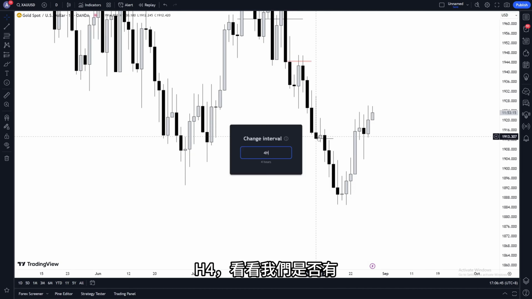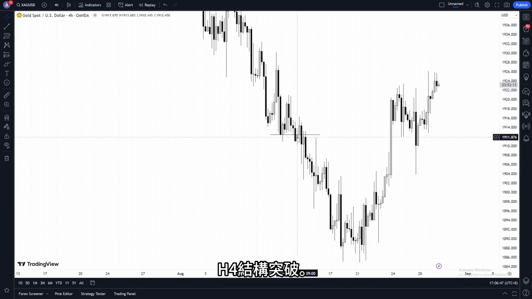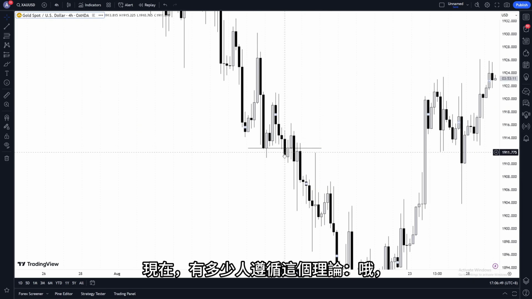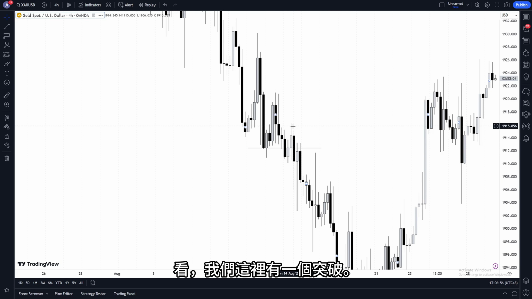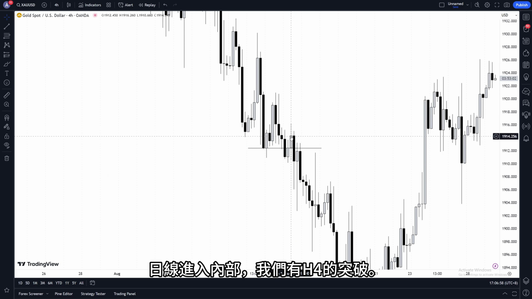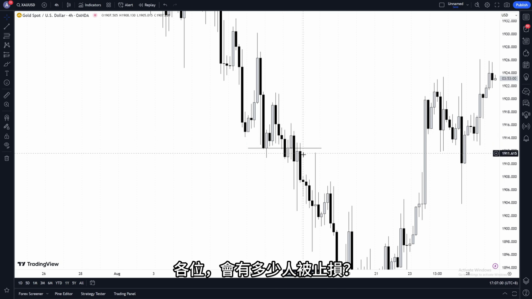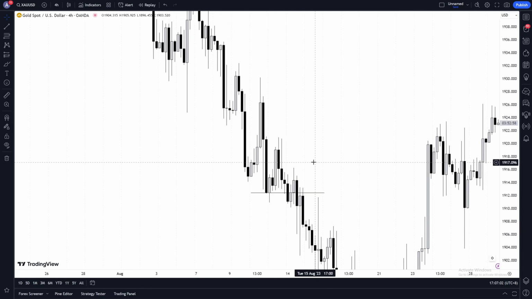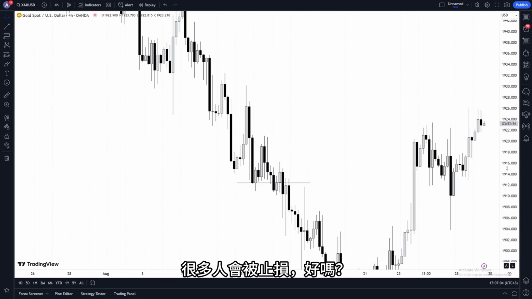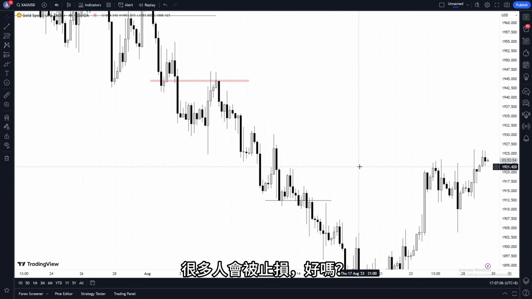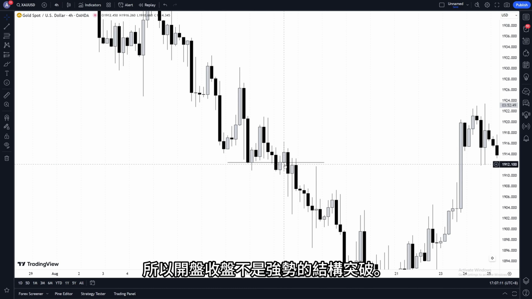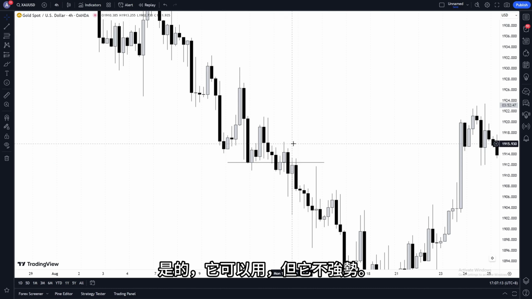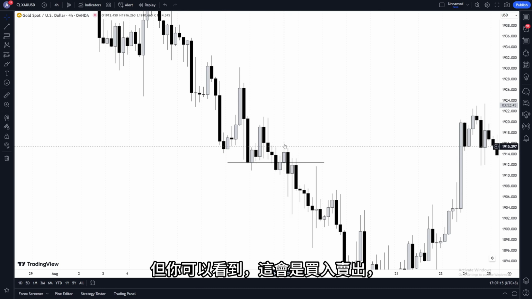Now we're going to mark the daily support and go into H4 and take a look at whether we had a H4 break of structure. Now, how many people follow this theory that, oh, if open close breaks, that means that's a breakout. See, we have a breakout here. Daily comes inside, we have a breakout of the H4. How many people would have been stopped out, guys? A lot of people, right? A lot of people would have been stopped out. Okay, so open close is not a strong break of structure. Yes, it can be used, but it's not strong.